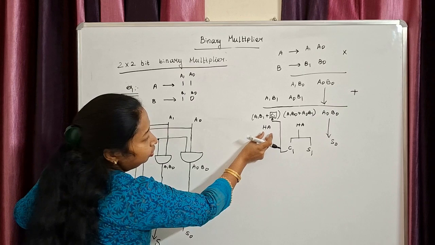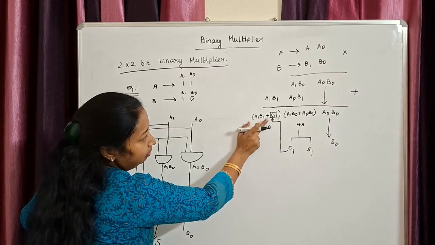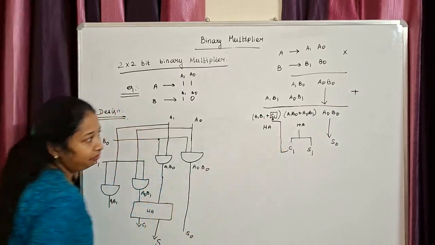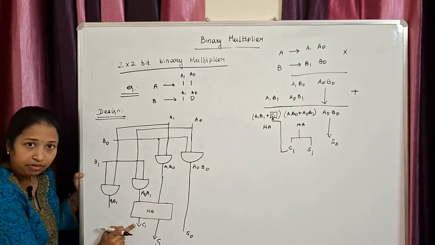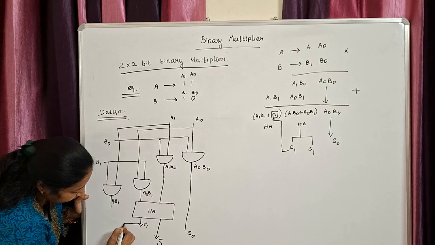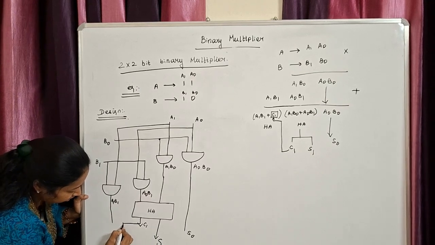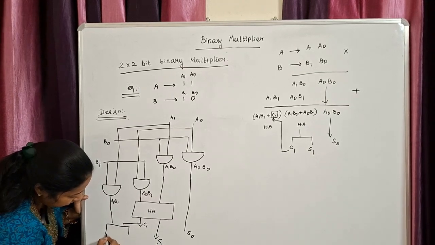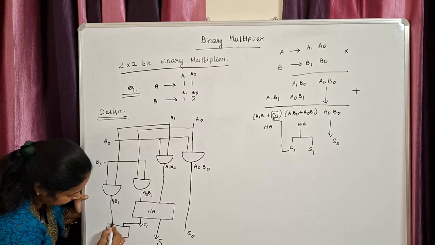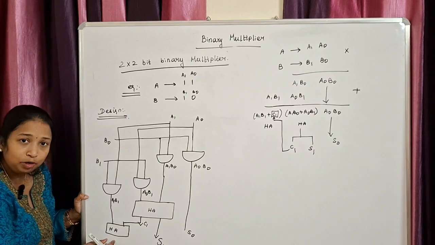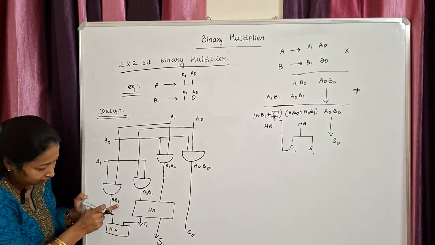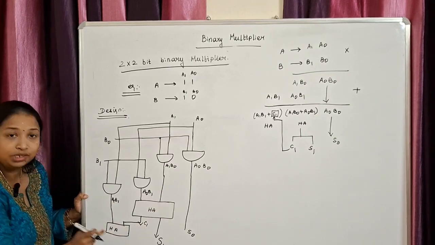Now what is the input to this particular half adder? It is A1 B1 plus the carry of my previous half adder. A1 B1 I already have here. The carry of my previous half adder is here. These two terms I have to feed inside another half adder. Clear? What is the input of this particular half adder? It is A1 B1 and the carry of my previous half adder.